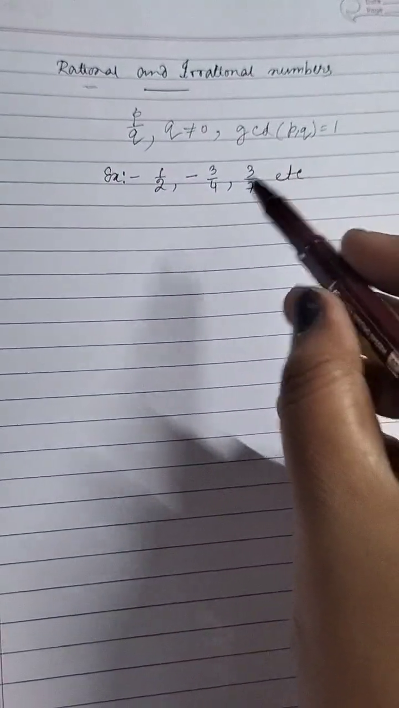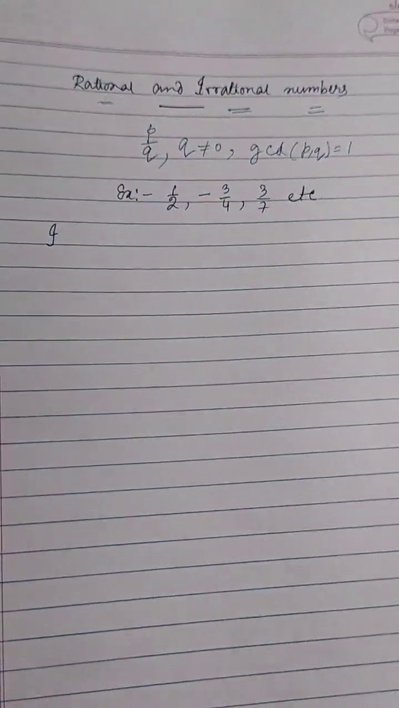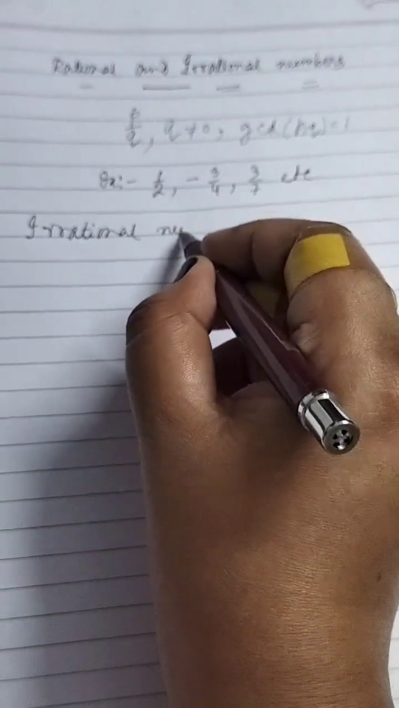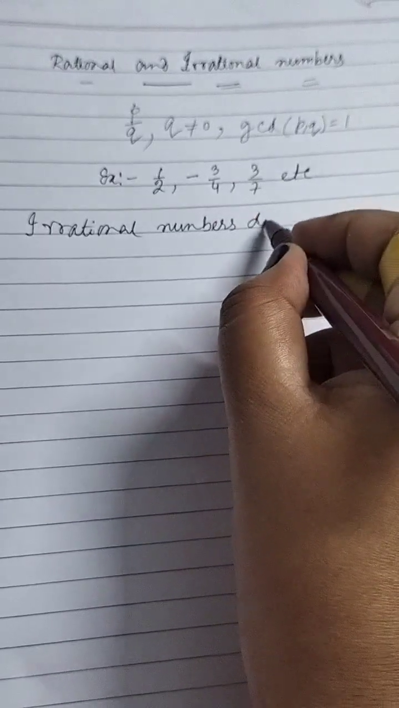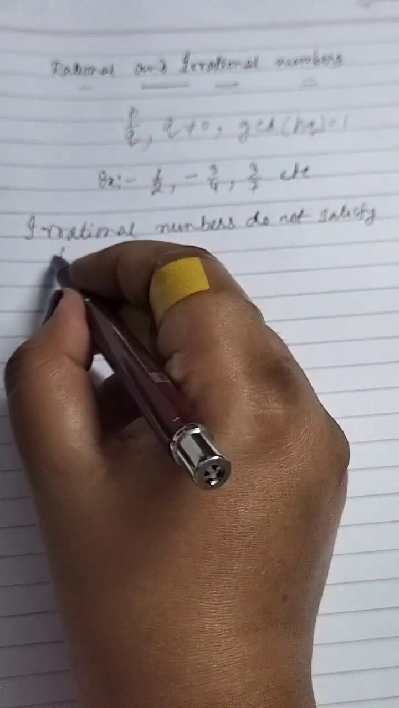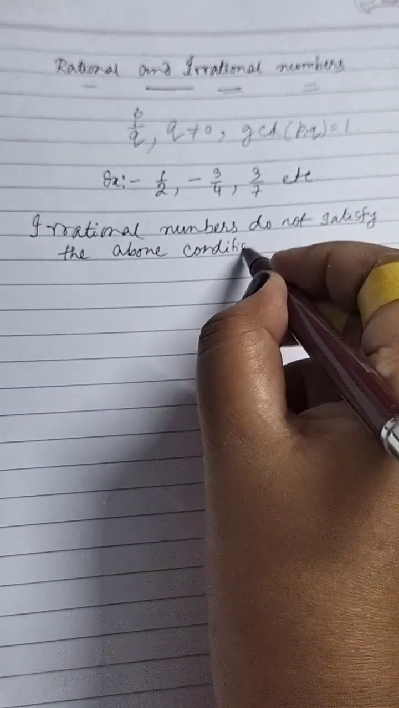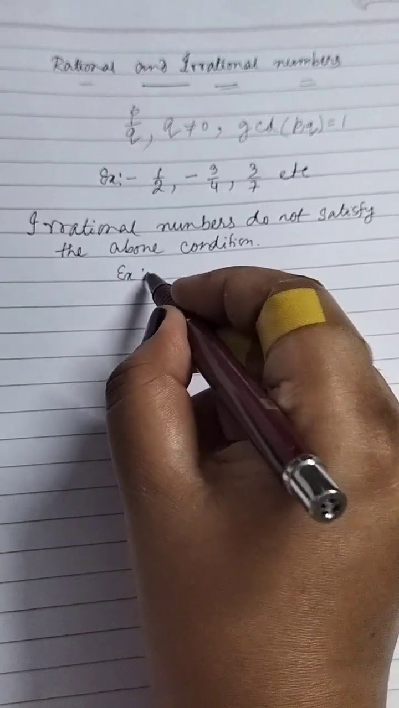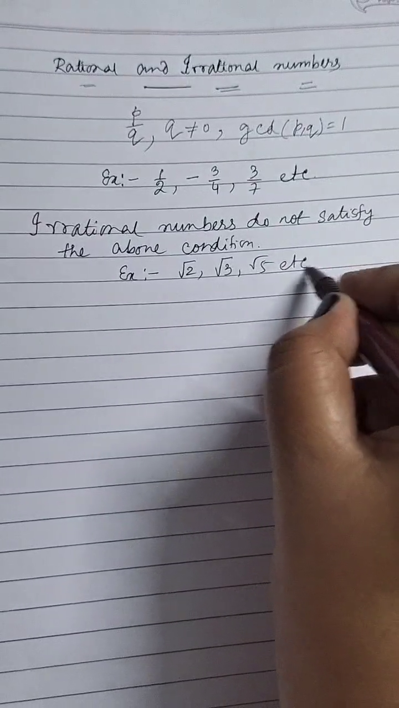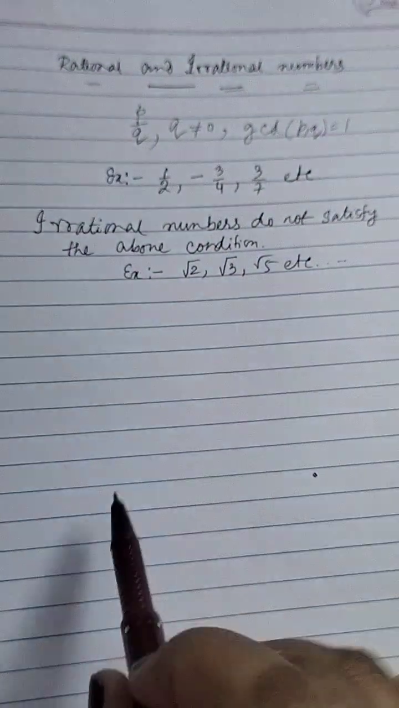Now, there are so many numbers also which do not satisfy this condition. So, what kind of numbers are they? Yes, they are irrational numbers. So, irrational numbers do not satisfy the above condition. Okay, let's take some examples like root 2, root 3, root 5. These types of numbers are irrational numbers, as they cannot be represented in the form P by Q.